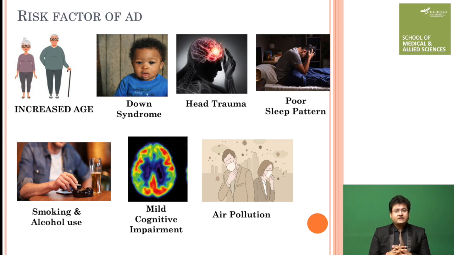The second risk factor is Down syndrome. Many people with Down syndrome develop Alzheimer's disease. This is likely related to having three copies of chromosome 21, which carries the gene involved in the production of the protein that leads to the creation of beta amyloid. Beta amyloid fragments can become plaques in the brain. Symptoms tend to appear 10 to 20 years earlier in people with Down syndrome than they do for the general population. The next factor is head trauma.